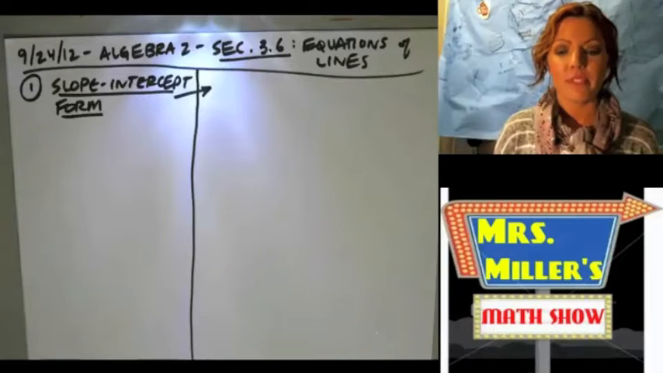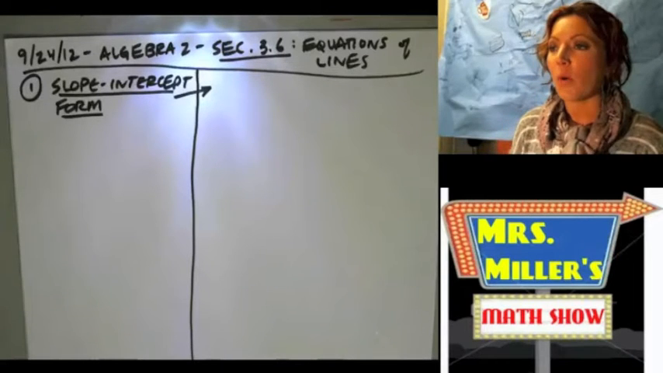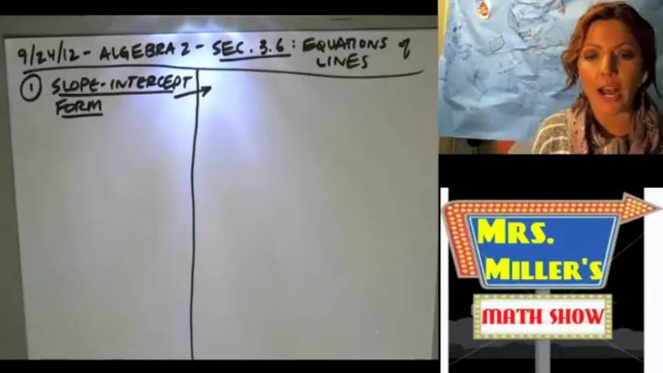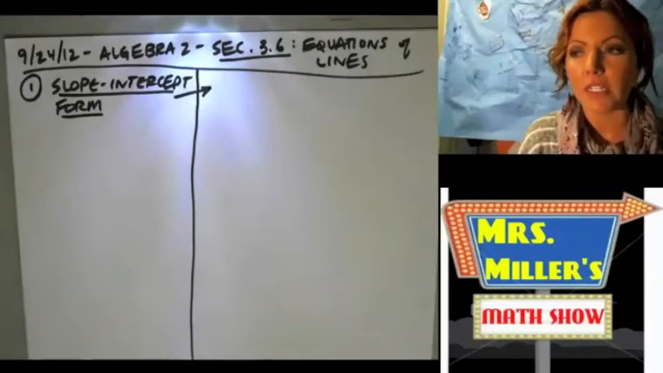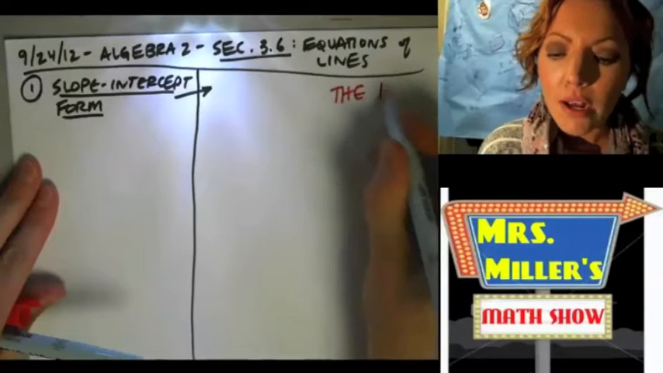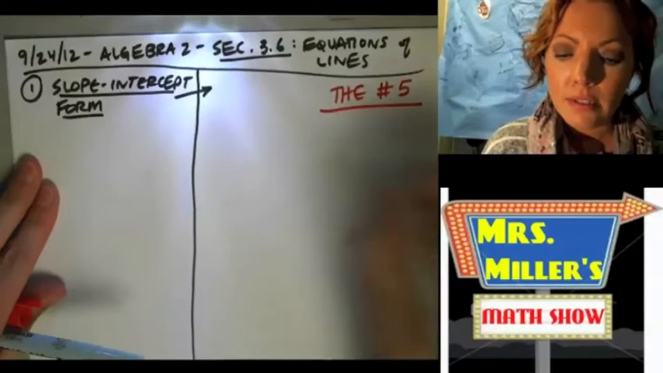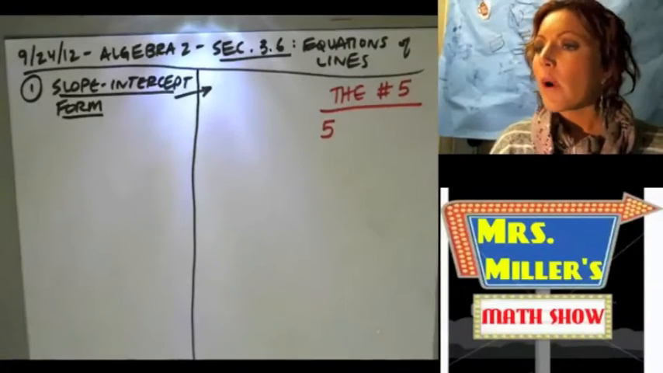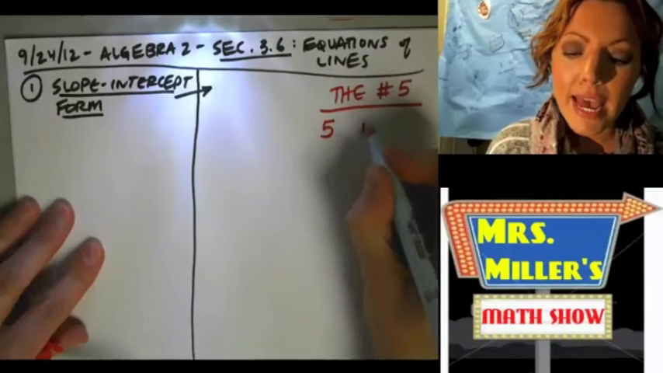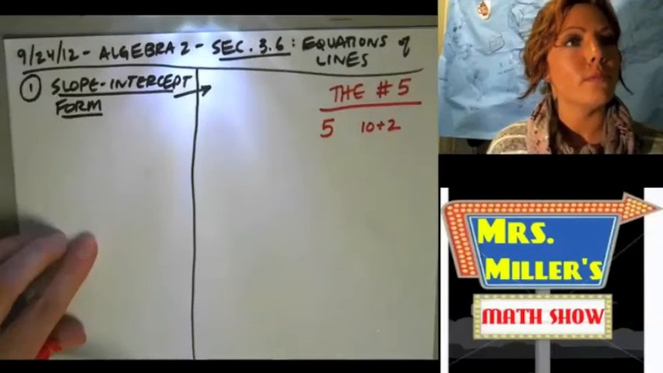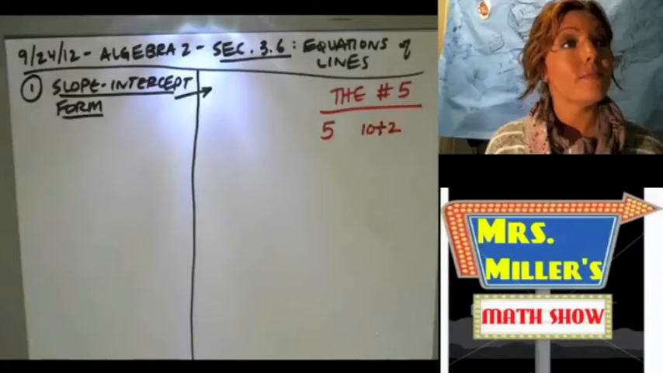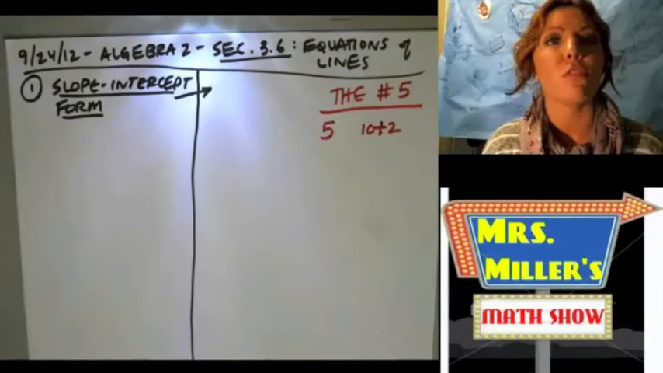Today we are talking about equations of lines. So we've looked at this a little bit, but here's what I want to start out with. You don't actually have to write this part down. The number 5 is the number 5. I can write the number 5 as 10 divided by 2, right? That's a divided by symbol. Can somebody tell me another way I can write the number 5?